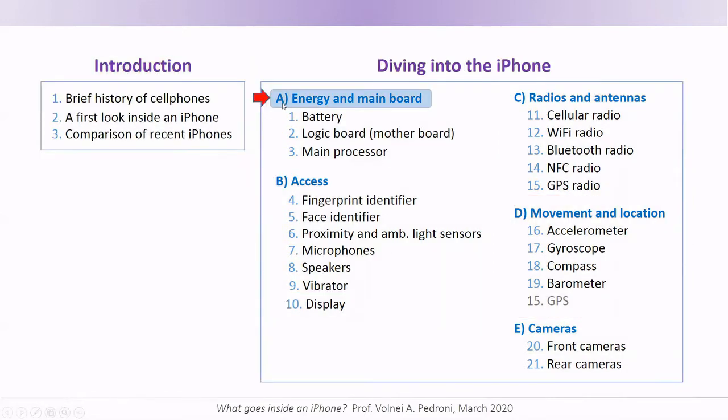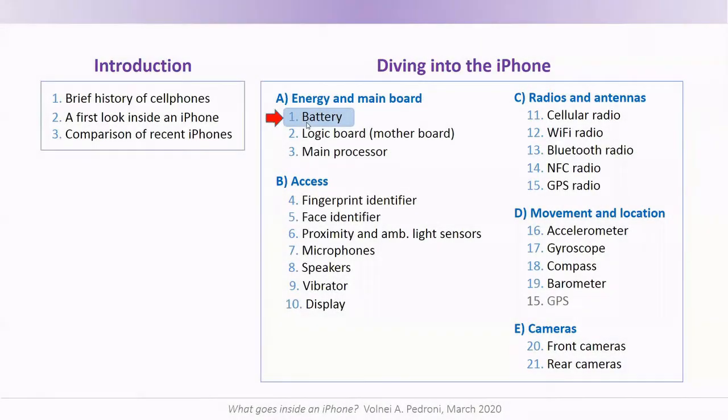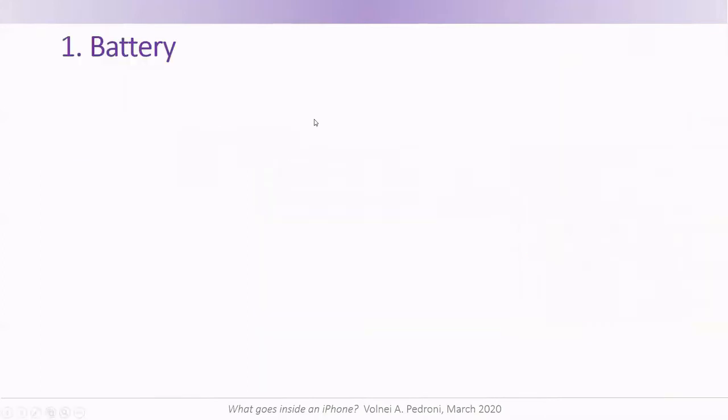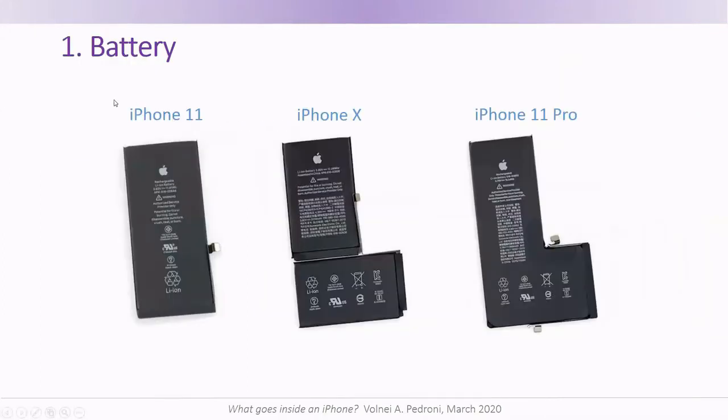Today's subject, energy and mainboard. So we start with the battery. Here are 3 examples from iPhone 11, 10, and 11 Pro. This is rectangular. These 2 are L-shaped with higher capacity, but this one wasn't well integrated yet.